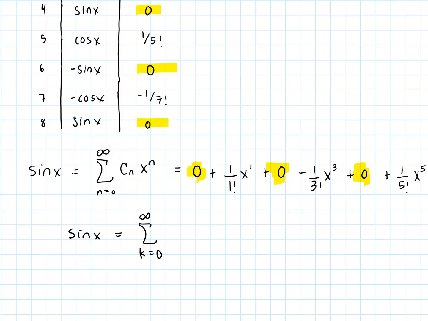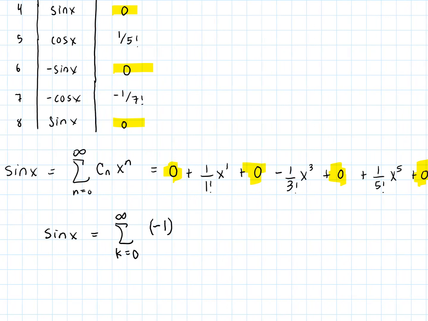And notice here that we have a switch, so we have -1, right? So get rid of all these 0 terms and focus instead on the non-zero terms. Focus in on those non-zero terms. Notice the pattern here that we have a switch. So we've got a switch, -1 to the k. Then we have x raised to an odd power.